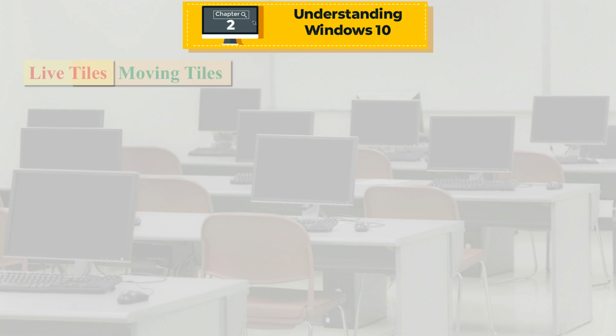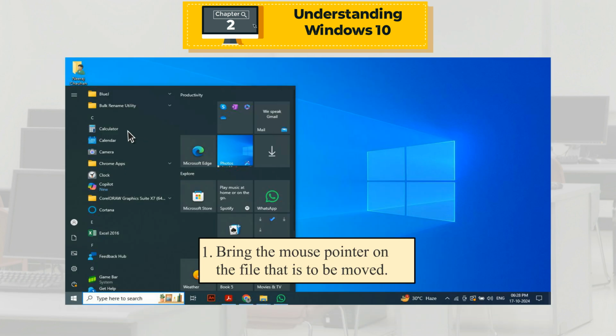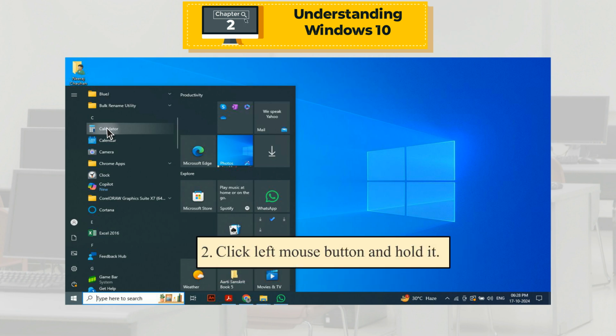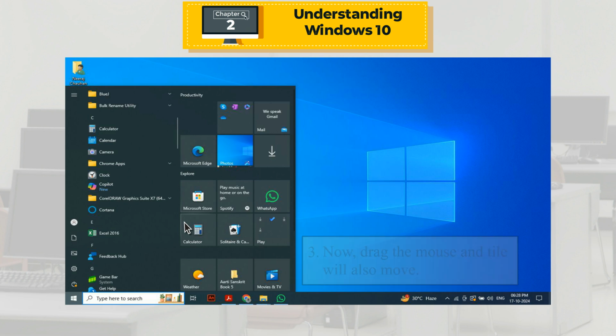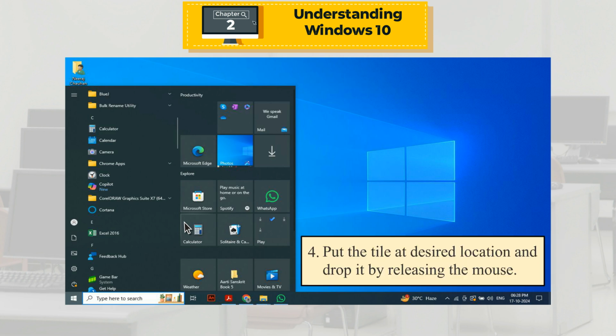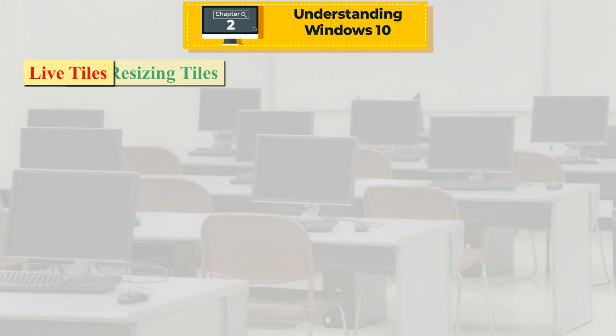Moving tiles. 1. Bring the mouse pointer on the file that is to be moved. 2. Click the left mouse button and hold it. 3. Now drag the mouse and the tile will also move. 4. Put the tile at the desired location and drop it by releasing the mouse.